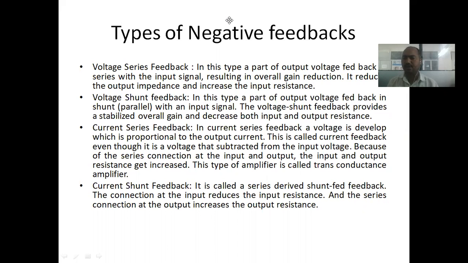It indicates that we applied the input as a sine wave, the output we got is also a sine wave, and that sine wave is again applied to the input. In that case, both the feedback signal and the input signal are in phase, with the same sine wave. That's why this is called positive feedback. Positive feedback increases the gain of the amplifier.